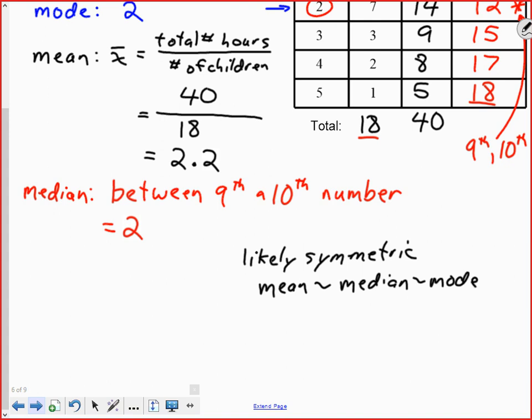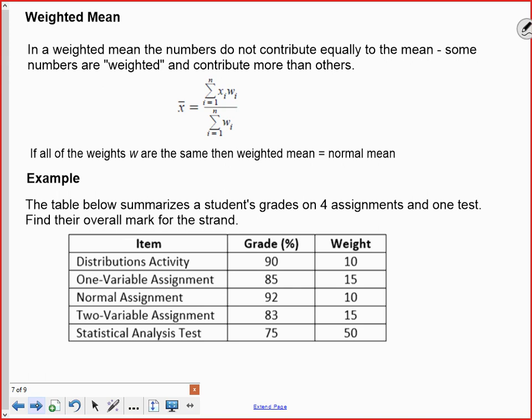Okay. All right. One last thing here. We often use means, but one thing we use a fair bit is what is called a weighted mean. So in a weighted mean, the numbers do not contribute equally to the mean. Some numbers are weighted so that they contribute more than others. Now this is the formula for a weighted mean, and this is right off the formula sheet.